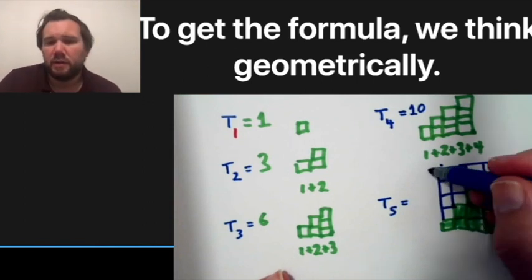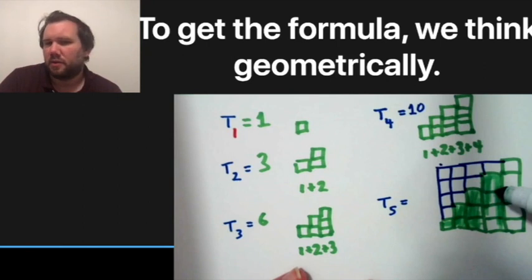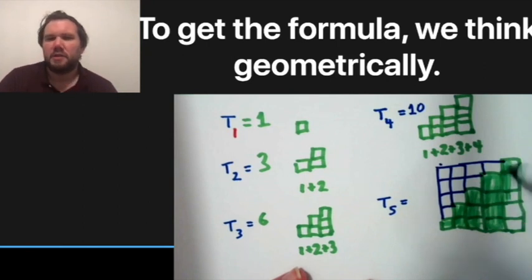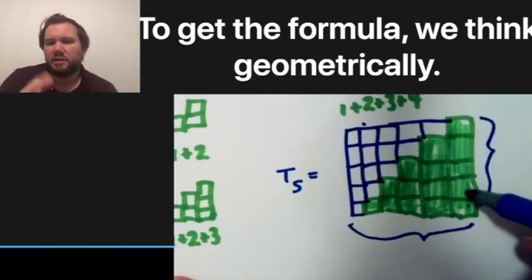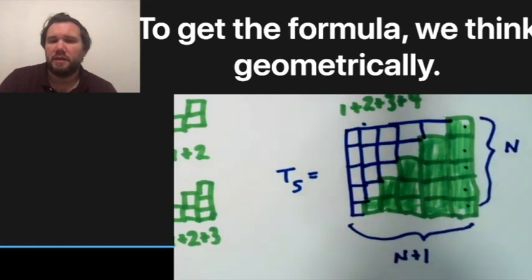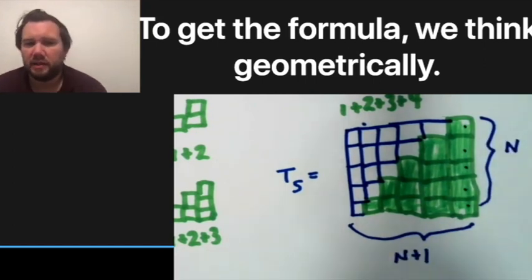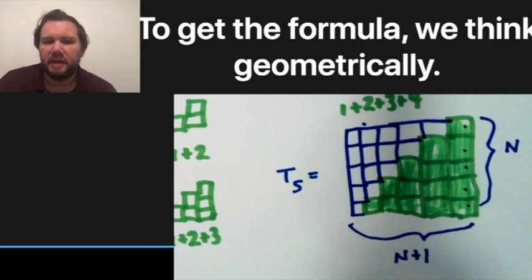Now, if you look at what I've done up to here, I actually don't have enough information. This isn't quite half of the rectangle. So what I need to do is add another column. And now the shaded area is half of this rectangle. So let's look at the rectangle. The rectangle is n blocks high. In this case, n is 5. And it's n plus 1 blocks wide.